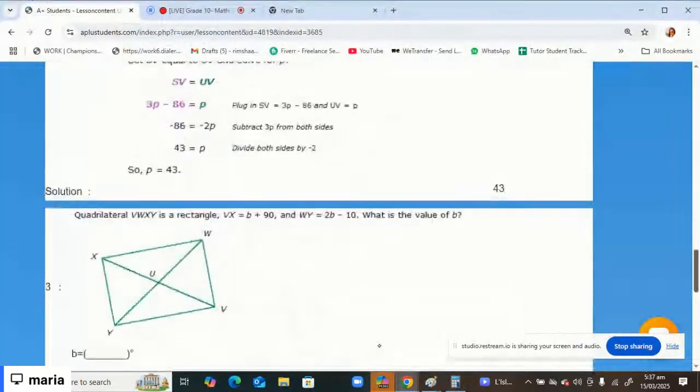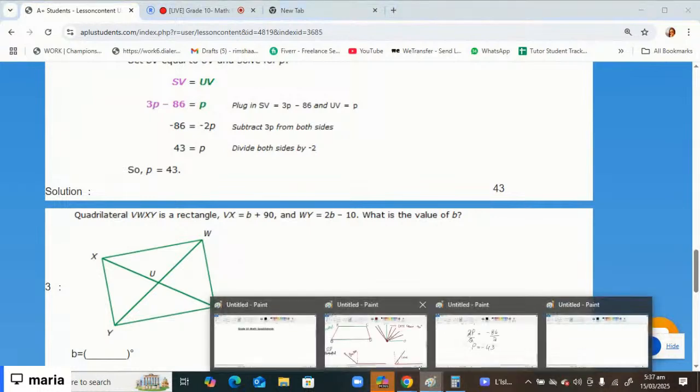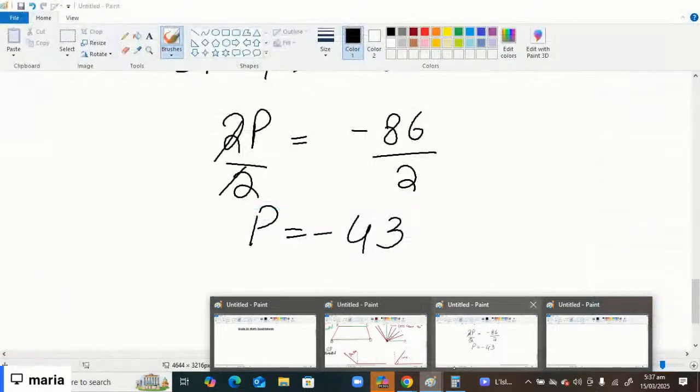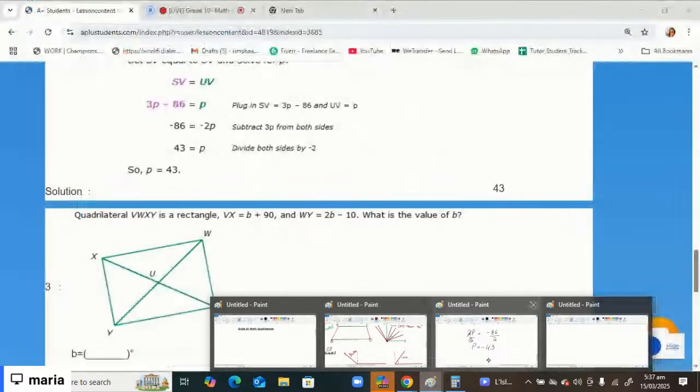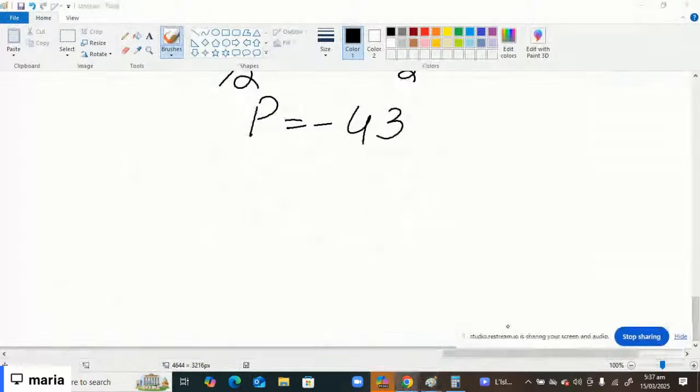Okay. So now here the quadrilateral which is given, that is VWXY is a rectangle. So VX is given, this is b plus 90, and WY is given, which is 2b plus 10. So what is the value of b? So VX is equal to, what is VX? b plus 90. Okay, let's do it, this one.